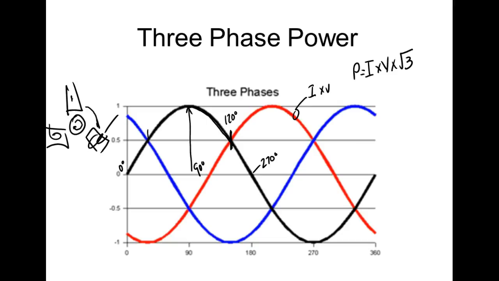3-phase is more efficient because I get the square root of 3, but that means I've got to run at least 3 wires everywhere. So this is why the power demand at your house is nothing compared to the power demand at US Steel. These big high power demands are going to use 3-phase. These low power demands are going to use single phase because it's so much easier to run.